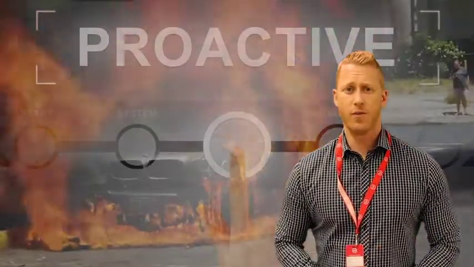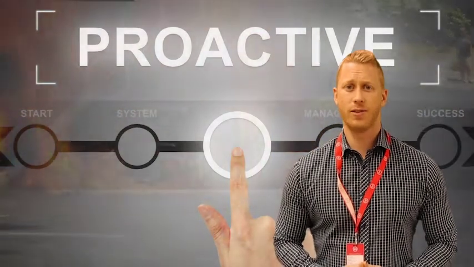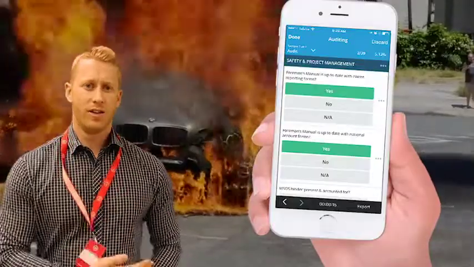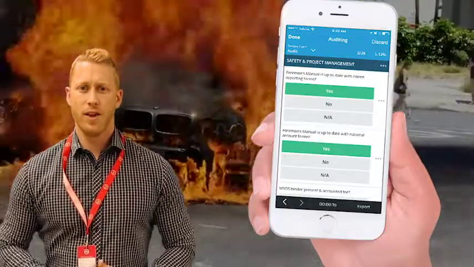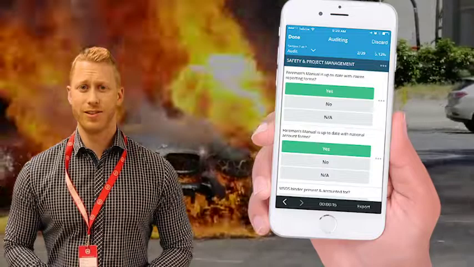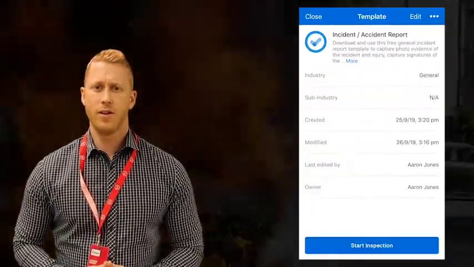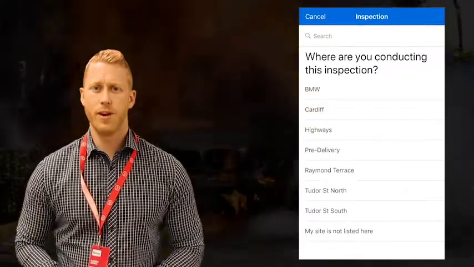So recently you can see here BMW had an incident where there was a fire underneath one of the cars being serviced. So let's have a look at iAuditor and see what forms there are to report accidents and incidents. So we've got it open here right now. You can see that the first question is, what was the job being completed?